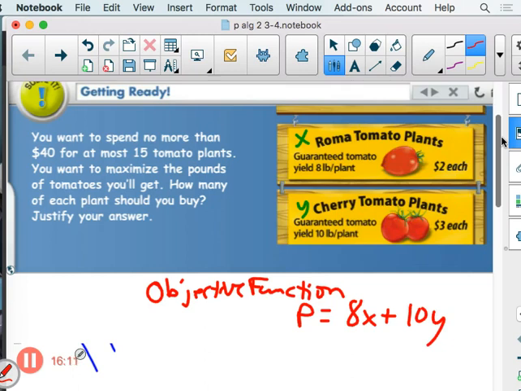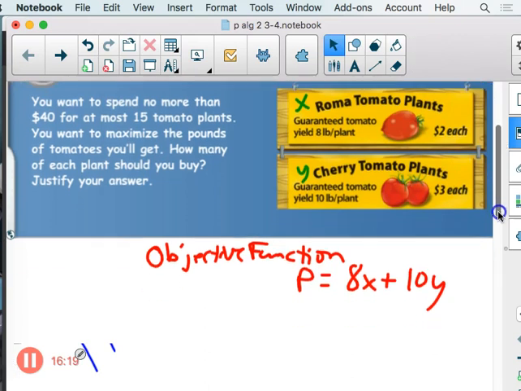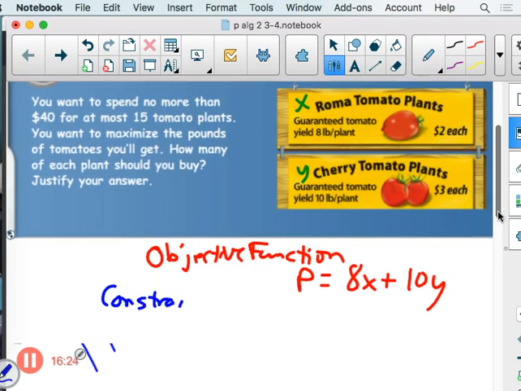Because remember, I have to figure out how do I get all the rest of this information graphed to get a feasible region. So the next thing we do, they're called constraints. Things that hold you back. Constraints. What was one of the constraints up there? You could only spend 40 bucks. So if we have one about money, we know it has to be less than or equal to 40 bucks.